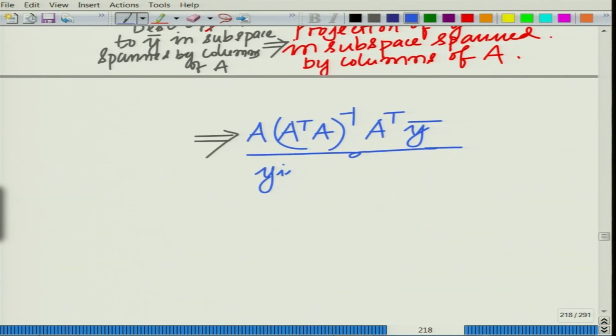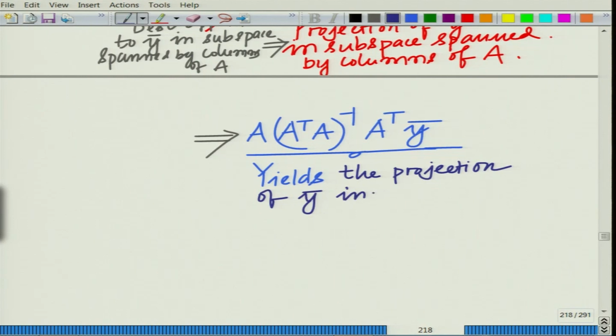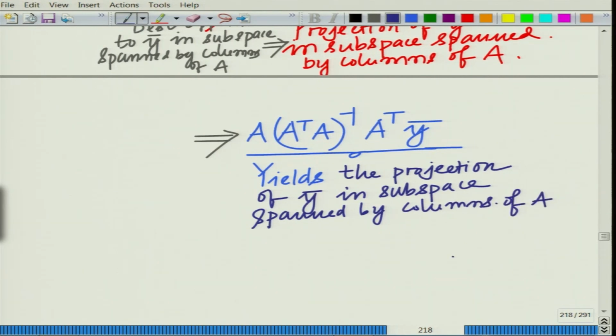This yields the projection of y bar in the subspace spanned by the columns of A, which implies this matrix A (A transpose A) inverse A transpose is equal to the projection matrix.